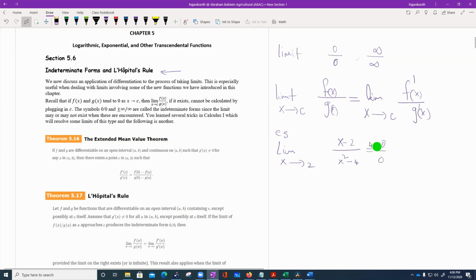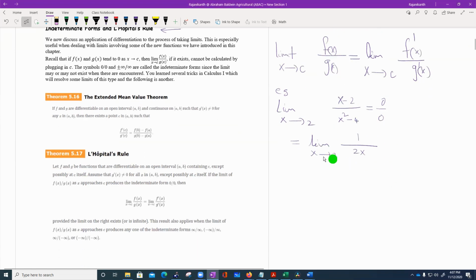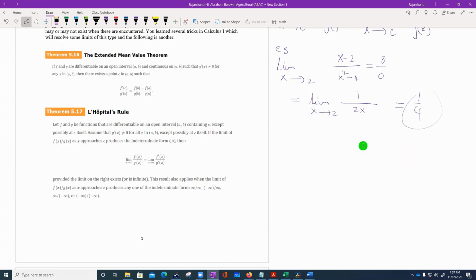This rule says that finding the limit of the function is always equal to finding the limit of the derivative of these two. So the derivative of x minus 2 is 1, and the derivative of x squared minus 4 is 2x, right? Now, this is easy to find. When x goes to 2, your answer is 1/4. Now you see a good number, right? So this is a very useful application of L'Hopital rule. That means you could do this problem in two ways, either factoring or using L'Hopital.